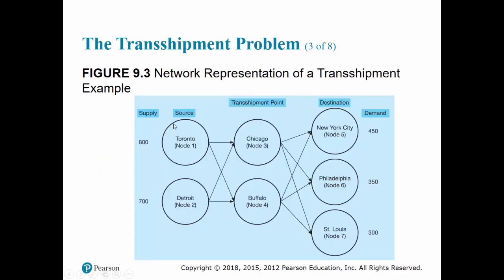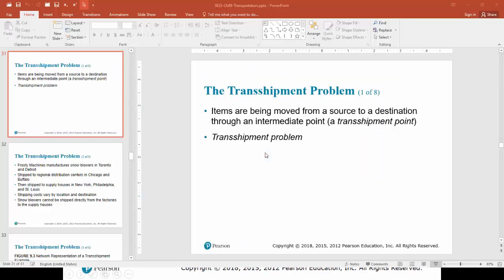Okay, so here is the network. So we have 800 and 700 capacities at the source nodes, and the demand is 450, 350, and 300 at the destinations. The transshipment points are here, and what comes into the transshipment points must go out. Okay, and so incoming total minus outgoing total should be equal to 0, in other words. Okay, all right, so let's set this up in Excel.